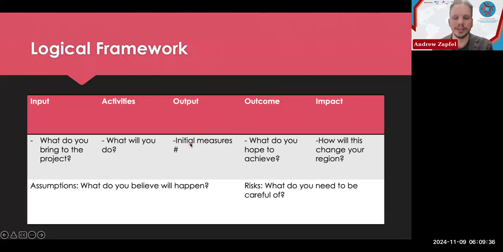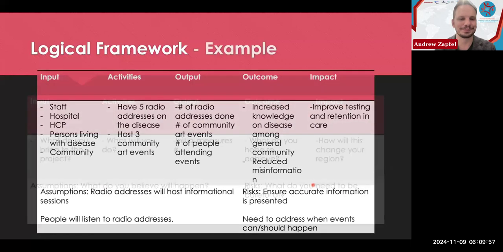So assumptions are, what do you believe will happen? Those are really important too, and we'll take some examples there. And then some risks. What do you need to be careful of? Again, every project, every plan, every activity has some risks associated with it. It's better to think about them now and have plans ready to mitigate them versus waiting for them to actually happen, and then you're wondering what to do next.